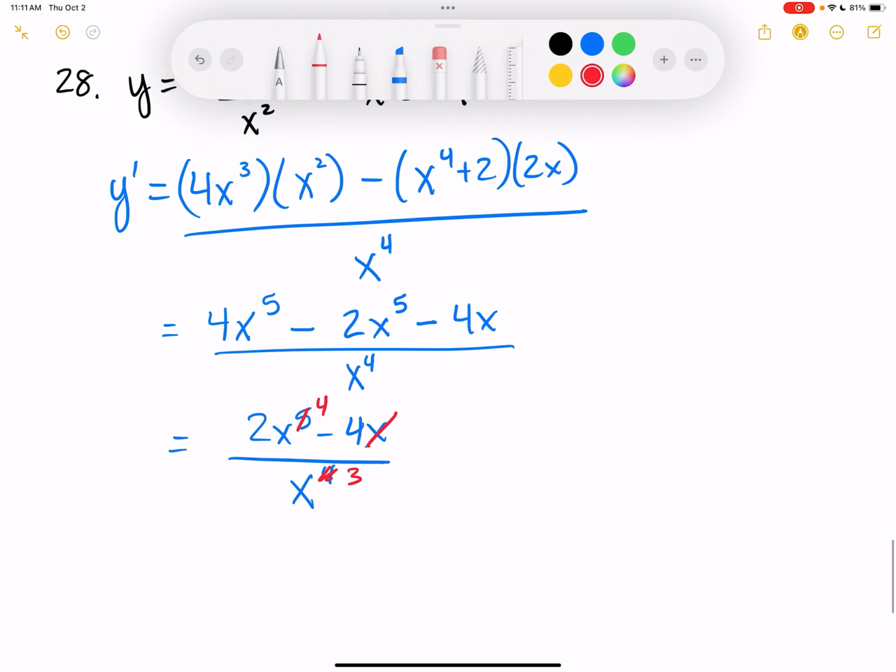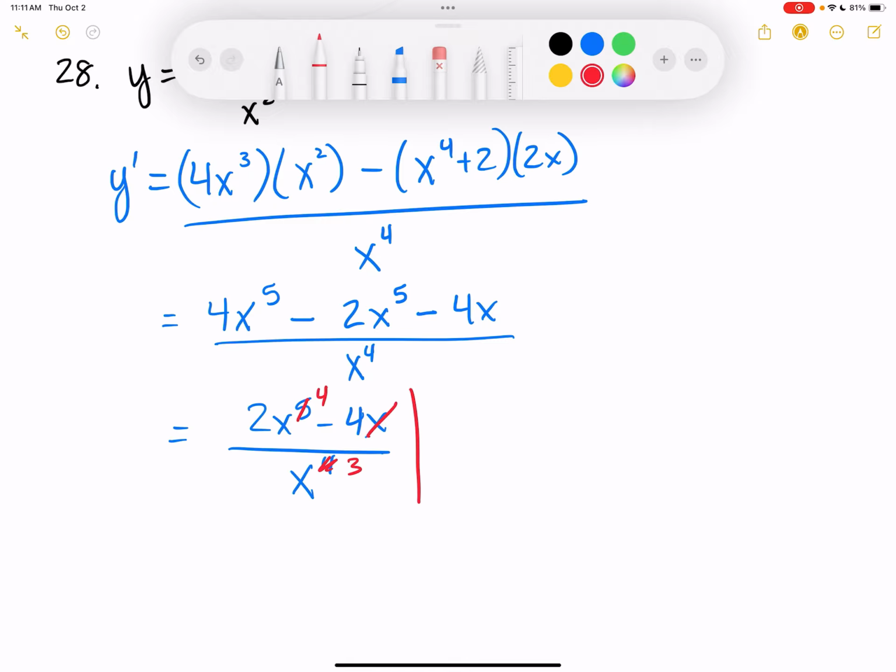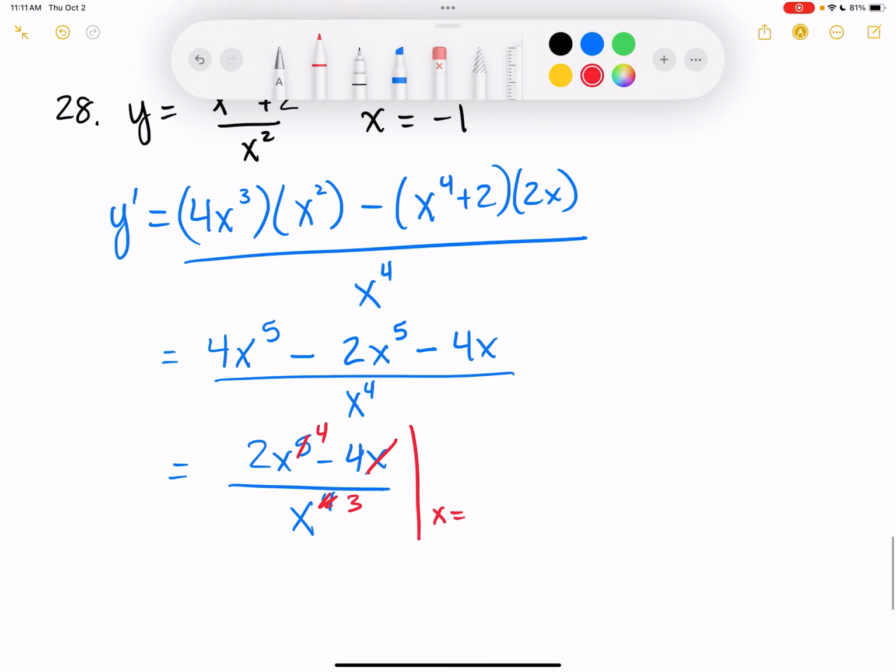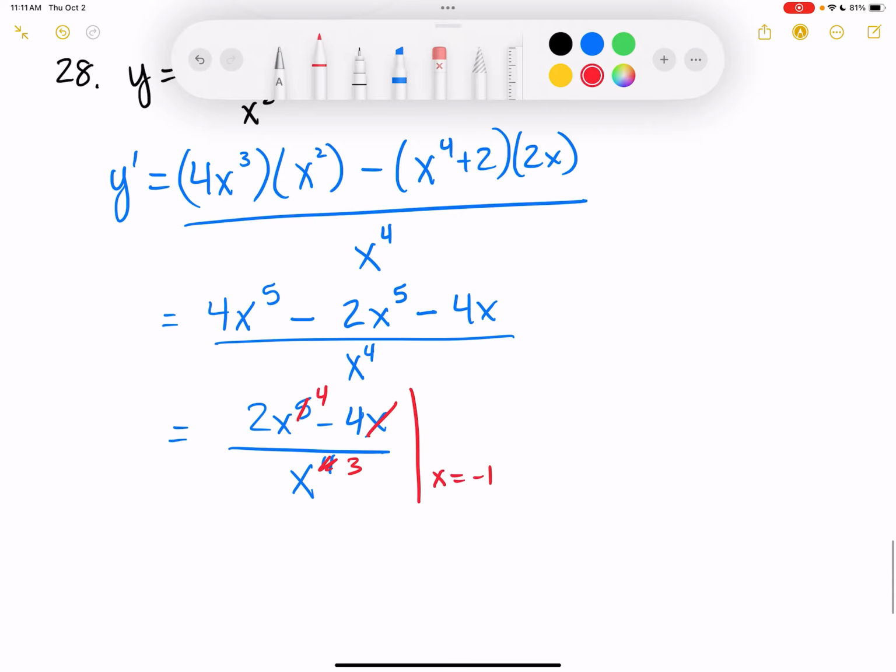So at this point then I would evaluate it for x equal to -1. And when I do that, I would get 2 times -1 to the 4th minus 4 over -1 cubed. So 2 minus 4, -2 over -1. So that would be a +2. So this is the slope of my tangent line here.